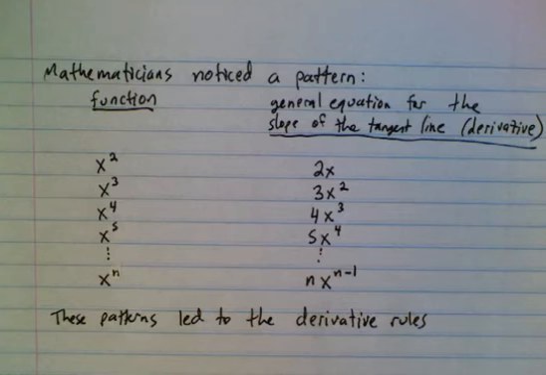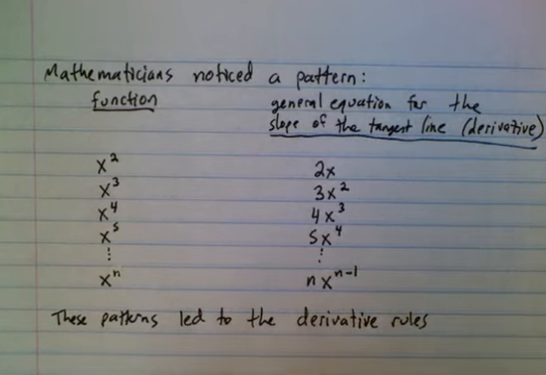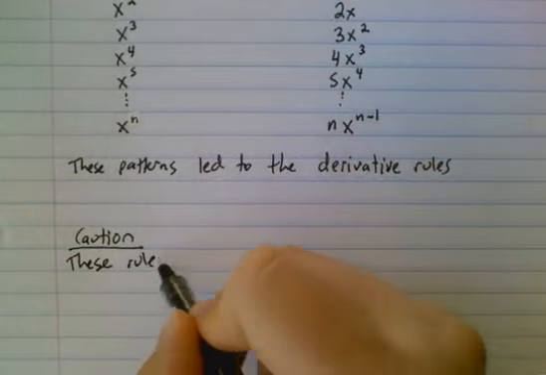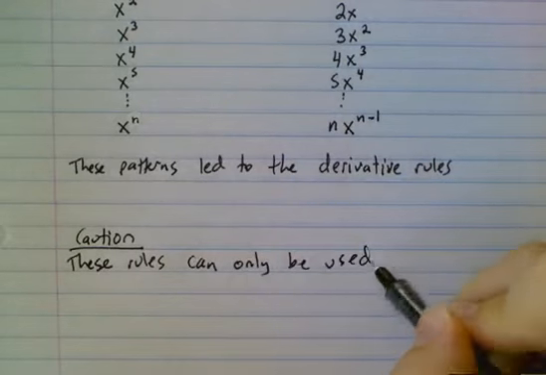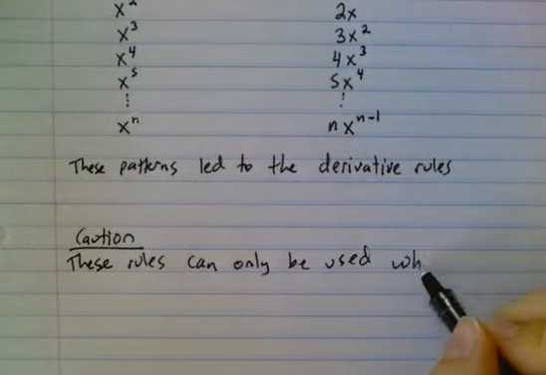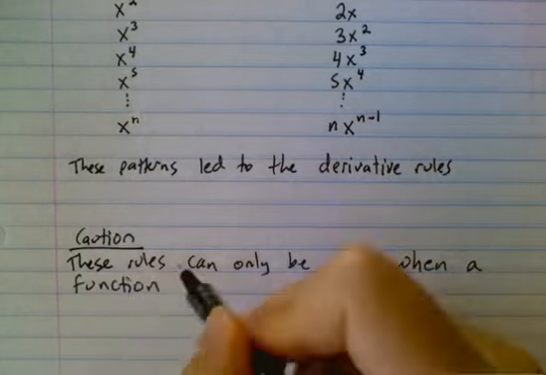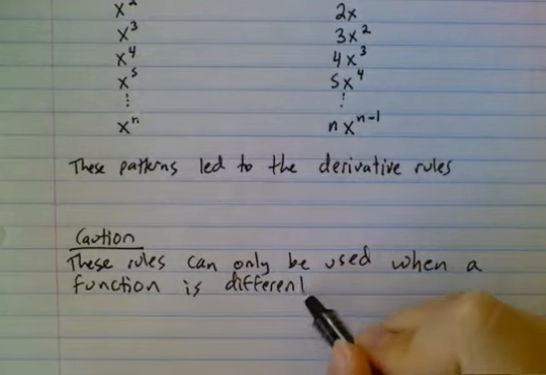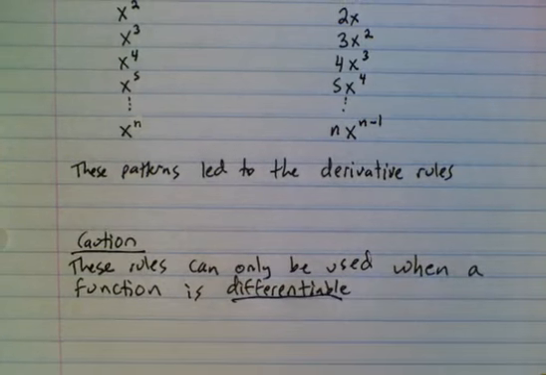So we're about to get into more detail of what all those rules are that mathematicians spent so long figuring out. Before that, though, a quick caution. These rules can only be used when a function is differentiable. Differentiable simply means you can take the derivative. It's sort of a self-fulfilling prophecy.